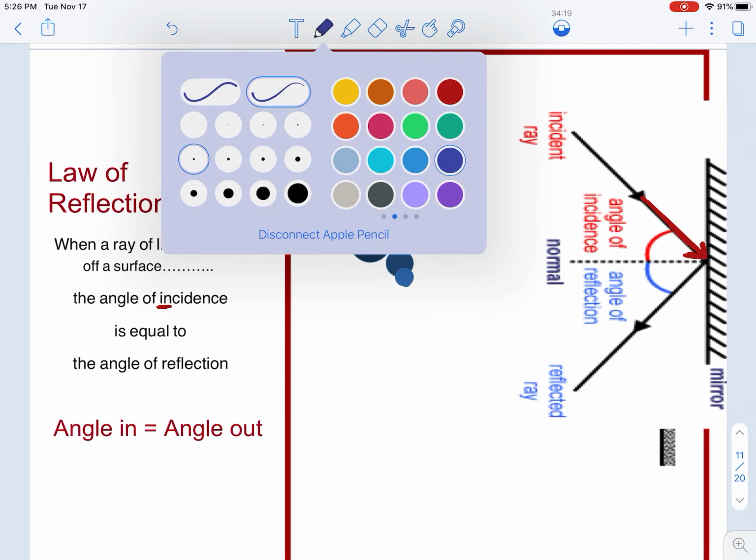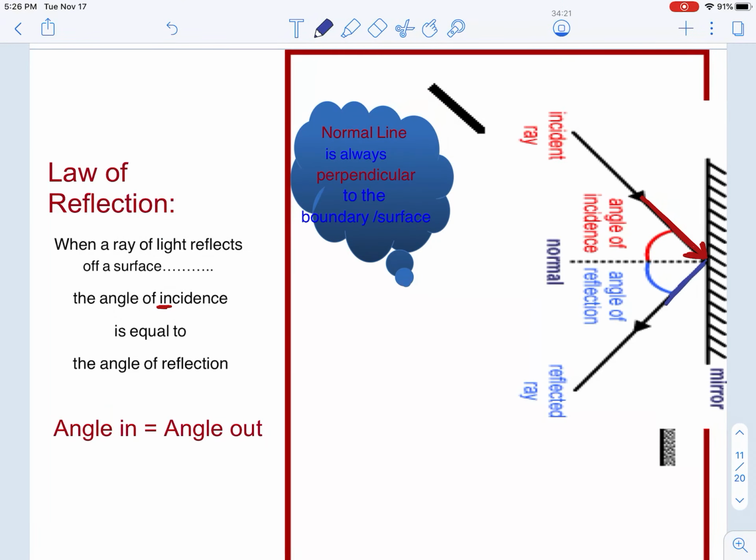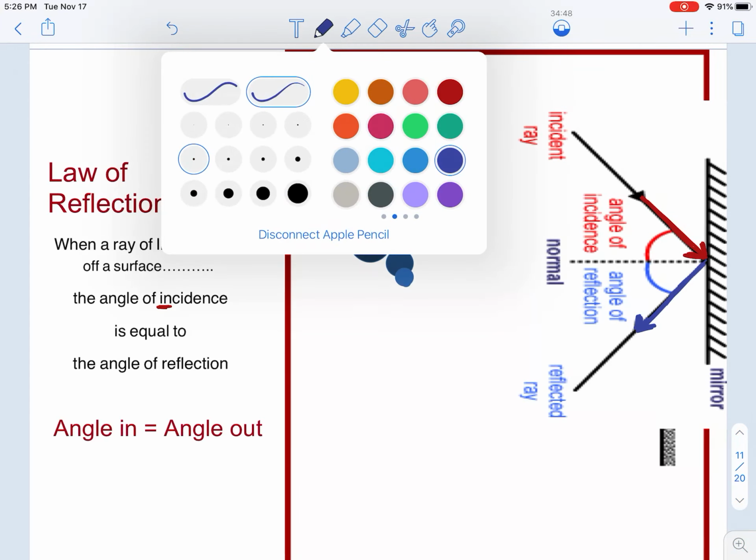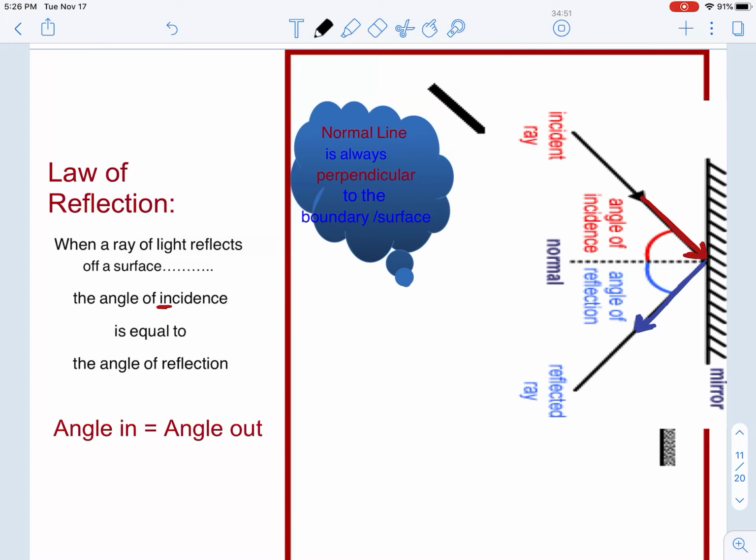So the angle of incidence is equal to the angle of reflection. So the angle that the light bounces into that reflective surface, boundary, material, mirror, whatever you want to call it, is the same angle that the light bounces out. Now, it's really important that you understand where that angle is measured from. The angle is going to be measured from the normal line. So if you recall in a previous chapter, we drew a normal line that was perpendicular to the surface. It's the same rule here.